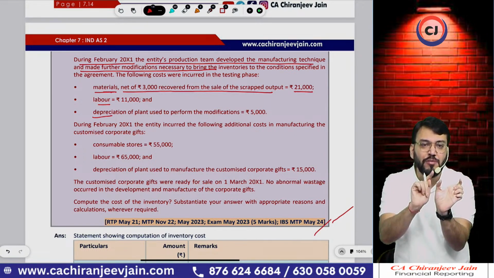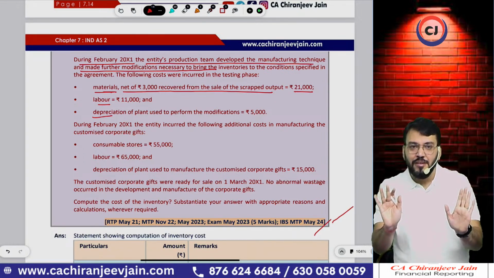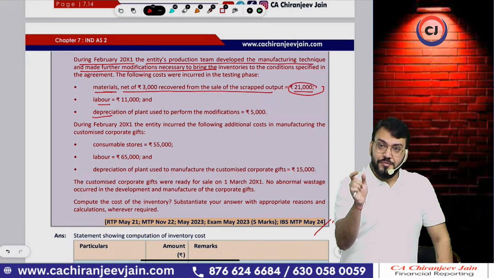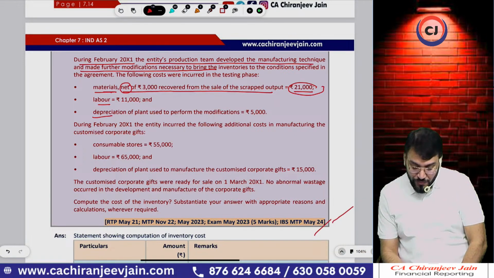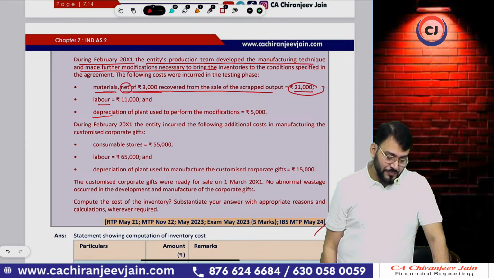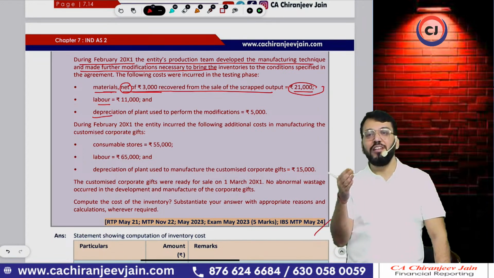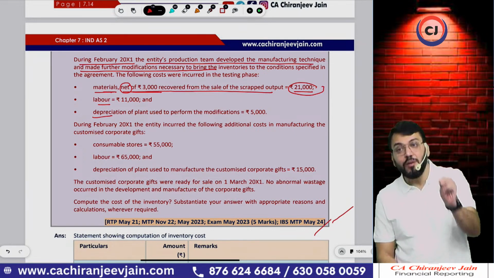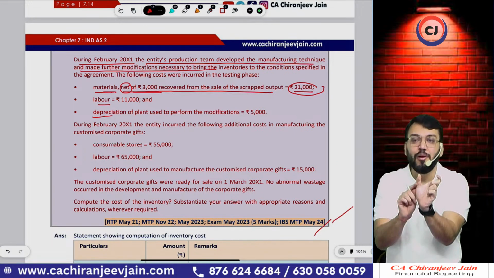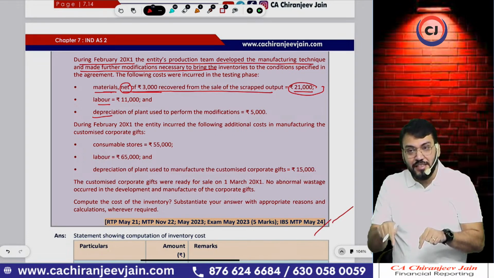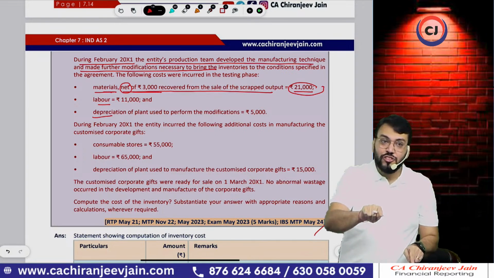So will we do 21,000 or 21,000 minus 3,000? Just try it. This is a very simple point. In the exam hall it is difficult. That is exactly what net of means. I am also saying that net of 3,000 recovered from sale of scrapped output, the material is net of 3,000. It means 21,000 is the net amount, not the gross amount. The gross amount is 21 plus 3. I am also saying the same thing. The same question in the exam hall is difficult.